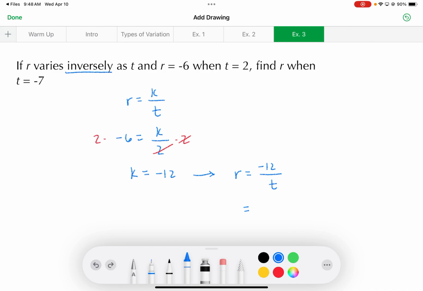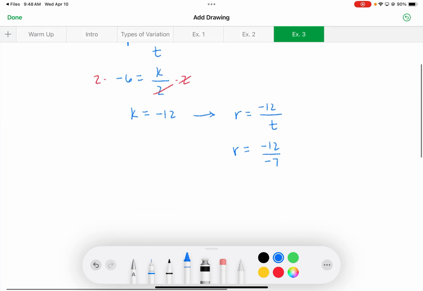Okay, so now find R when t is negative 7. But the only thing I can do with that is divide the negatives away, right? 12/7 would be R.